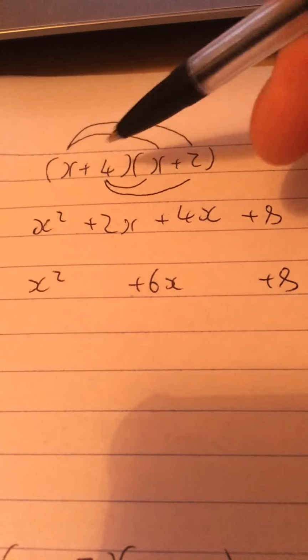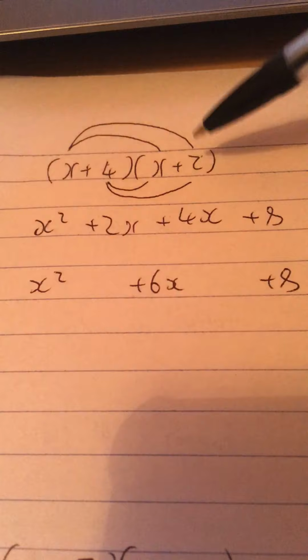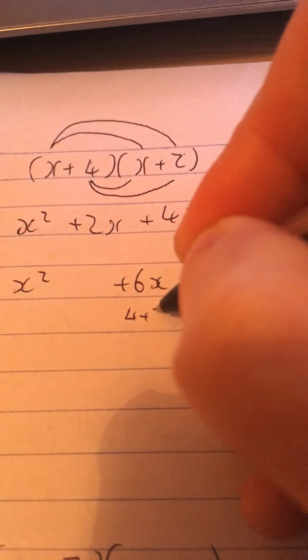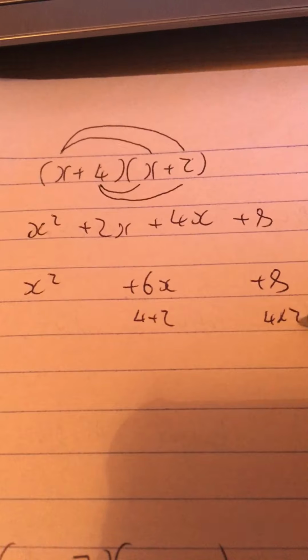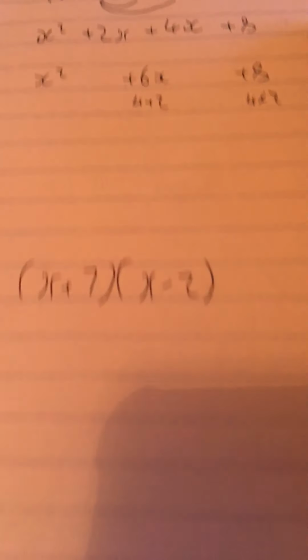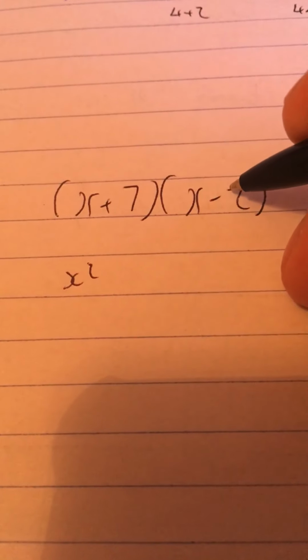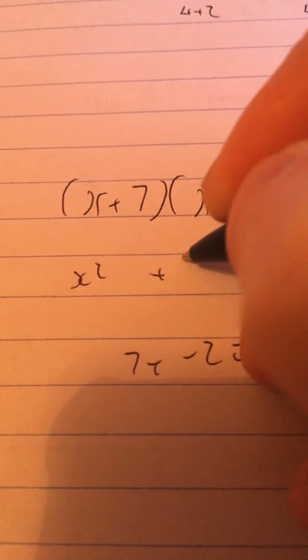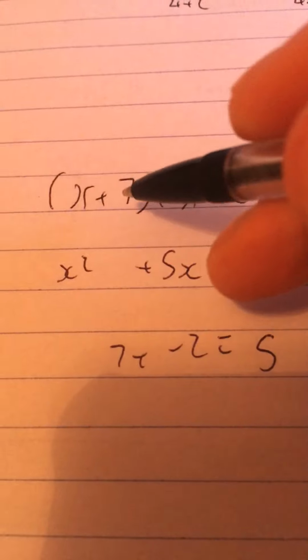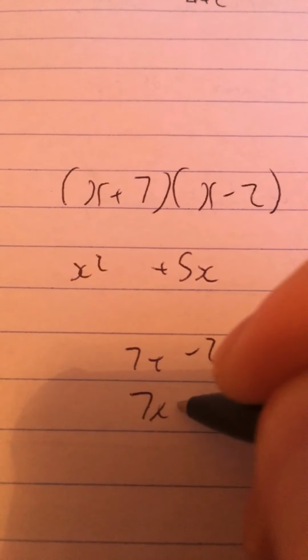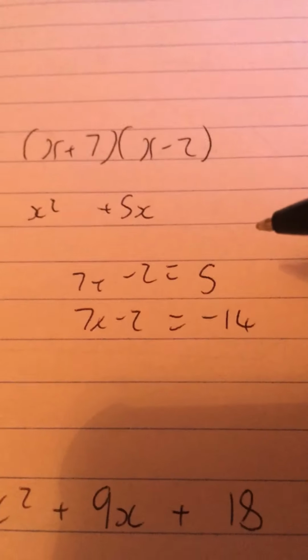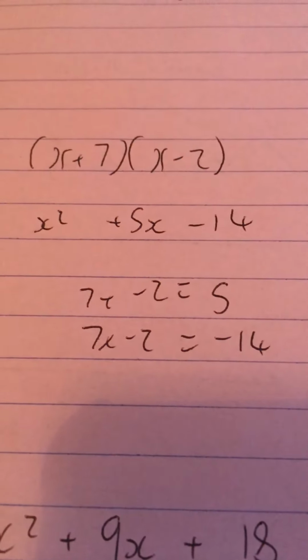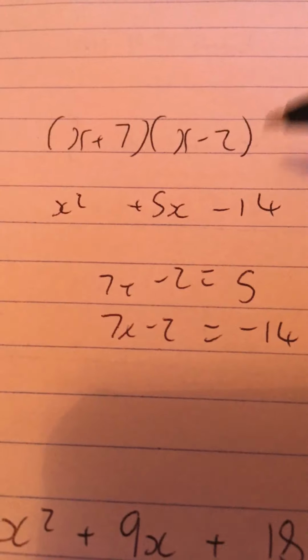Okay, now what you might notice, and this is the cool thing about quadratics, is that if we look at what we started with, the 4 add the 2 makes the 6. The 4 times by the 2 makes the 8. So if we came down to this one, we could use that same idea. 7 and minus 2 equals 5, so we've got 5x. 7 times by minus 2 is minus 14, so we can put a minus 14 there. And so when we're creating these quadratics, that's kind of what we're doing.